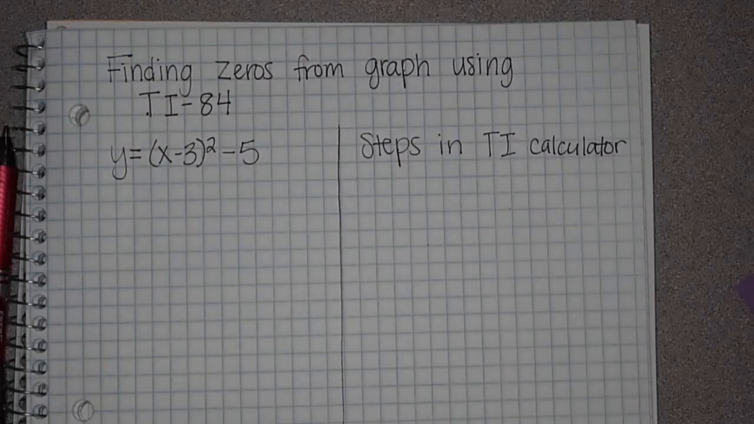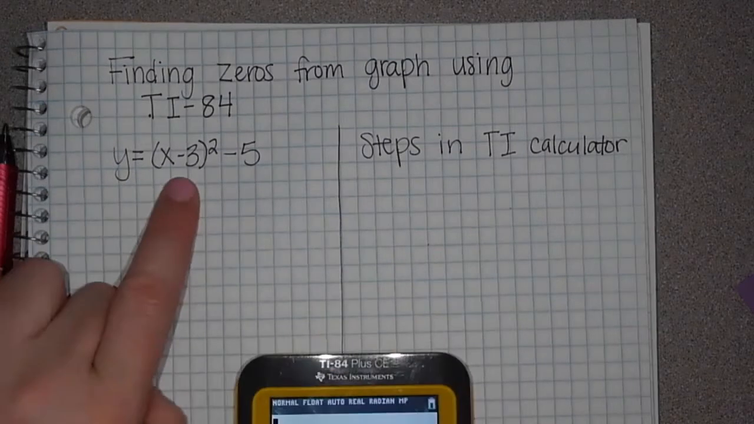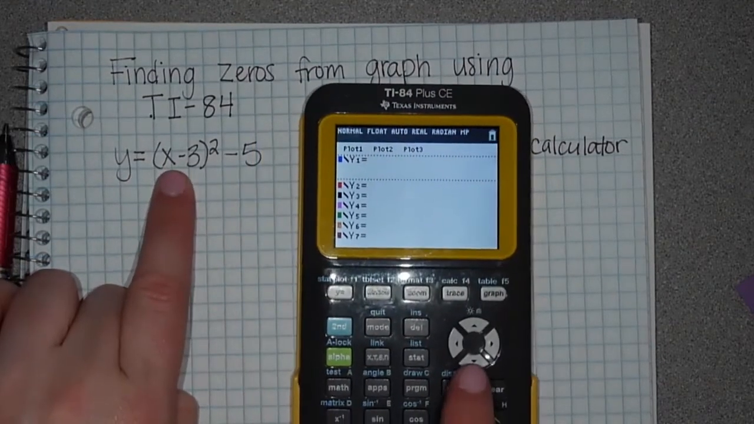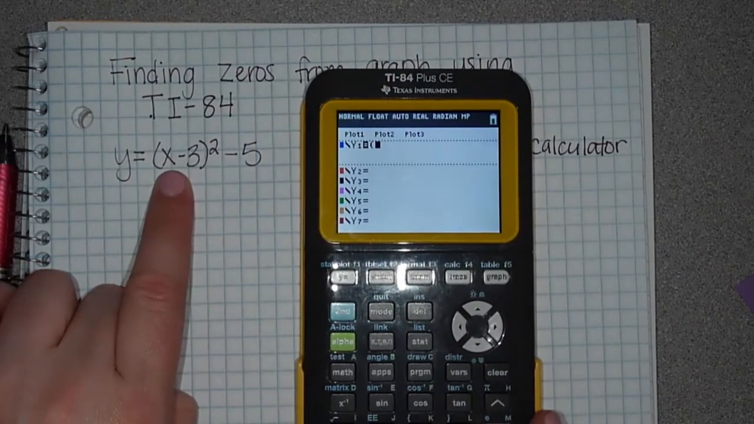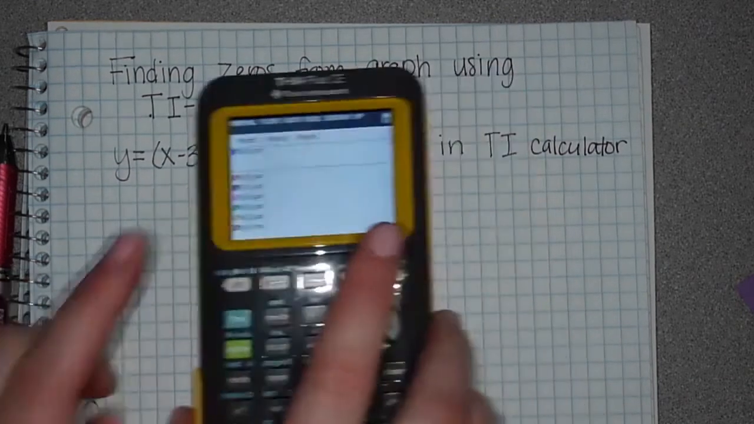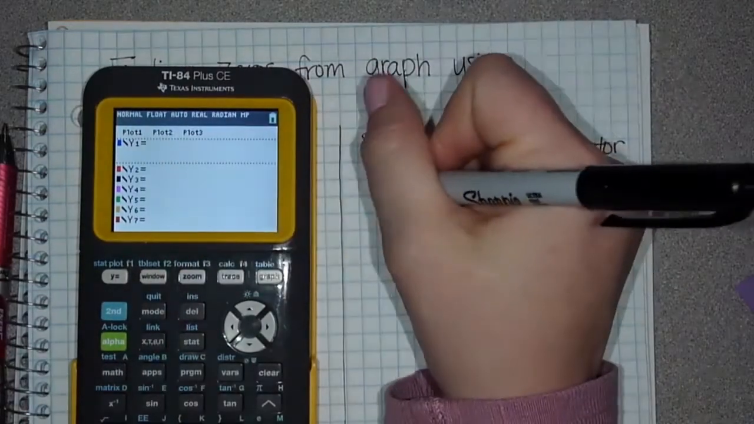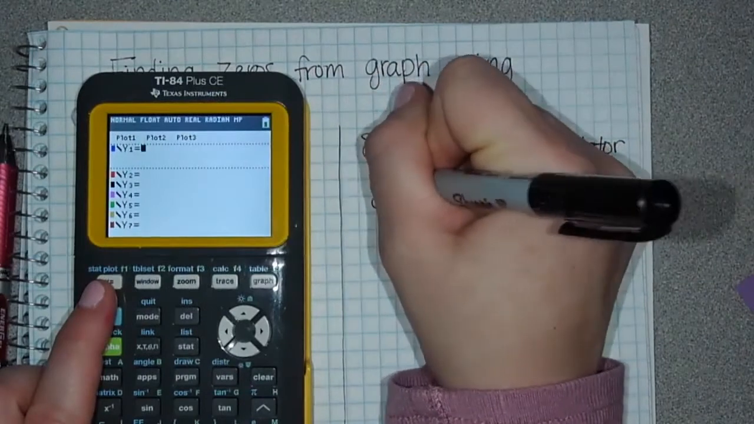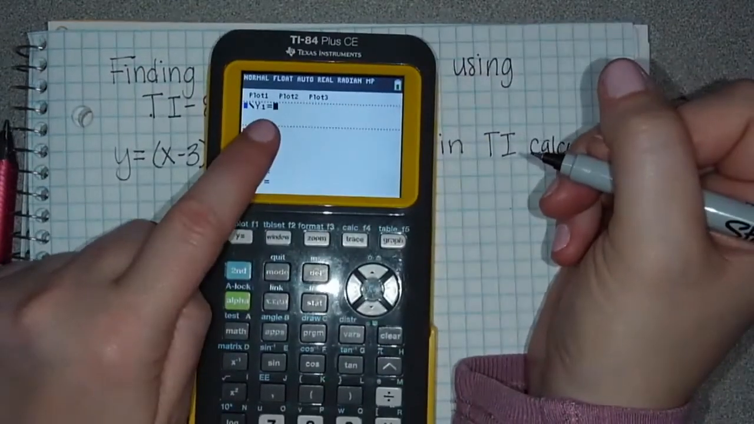So if you are going to use a TI calculator to find the zeros, we're going to just go ahead and use the same equation from the Desmos video that you just took notes over. So (x - 3)... Oh, sorry, I didn't write the first step. You want to hit the Y= button, which is directly below the screen.